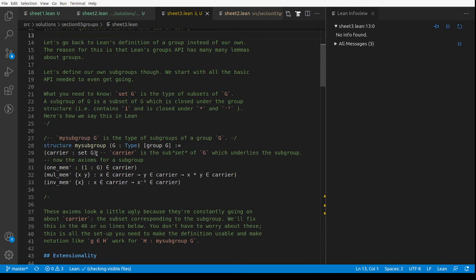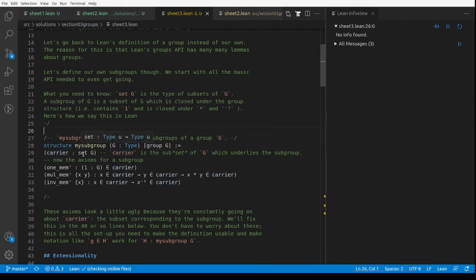So how do you give a subgroup of a group G? Here we have G as a type, and we have a group structure on G. That's Lean's way of saying let G be a group. And this new type, my subgroup G, is a structure, which means that we're going to write down the list of all the things that you need in order to have a subgroup of G. And the first thing you need is a subset of G.